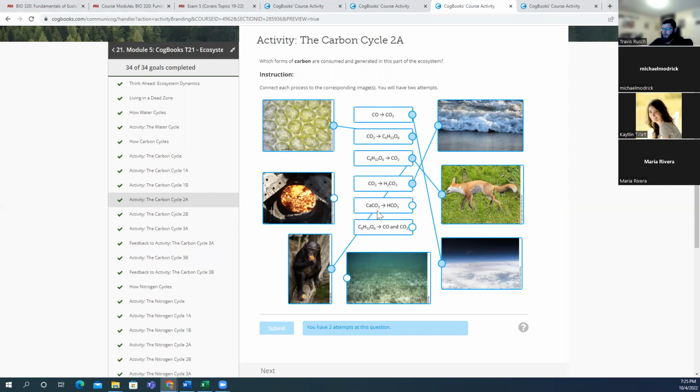What's CaCO3? Calcium carbonate. Yeah, we have calcium carbonate, and now we have HCO3. What is that? Yeah, bicarbonate, exactly, right? Where we think of calcium carbonate being broken down into a simpler compound, into a bicarbonate, where does that process take place?